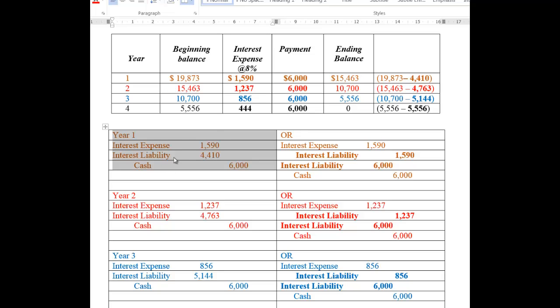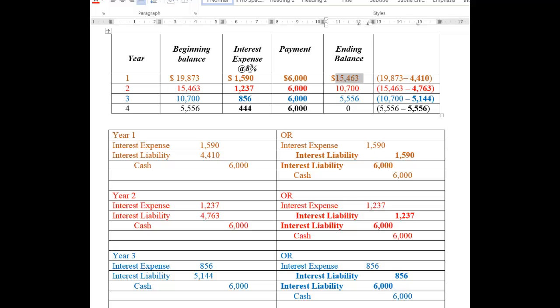If you don't like the entry this way, you might want to think about it this way, which is the way your textbook does it. They say, well, let's do this in two steps. Let's book the interest expense and credit the interest liability by $1,590, and then let's pay the liability down when we credit cash. But I've got these two parts here bolded because that is your $4,410. That's your liability increasing and your liability decreasing. So at net, your liability goes down by $4,410. So we've got our opening liability going down by $4,410, which leaves us an ending liability of $15,463.